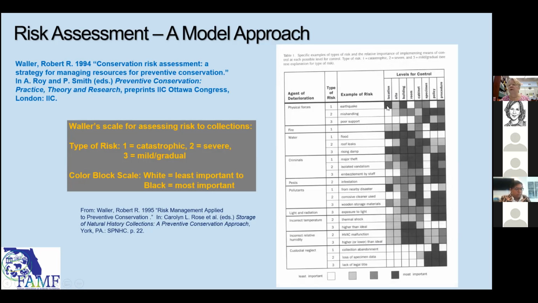What's important to control for an earthquake is the location of the structure itself. The rooms within the structure and the policies are not as important for dealing with an earthquake. For mishandling, the specimen itself, policies and procedures are the most important levels of control for controlling the risks of mishandling.